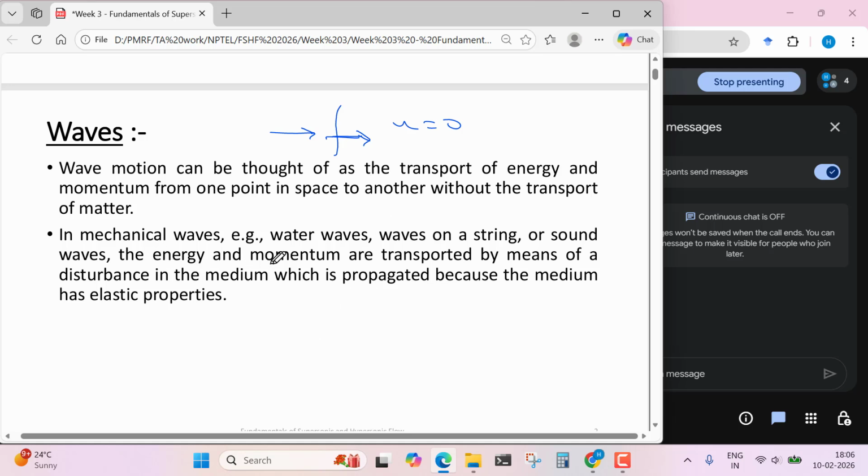In mechanical waves, that is water waves, waves on a string or sound waves, the energy and momentum are transported by means of disturbance in the medium, which is propagated because the medium has elastic properties. The disturbances are propagated because the medium has elastic properties.